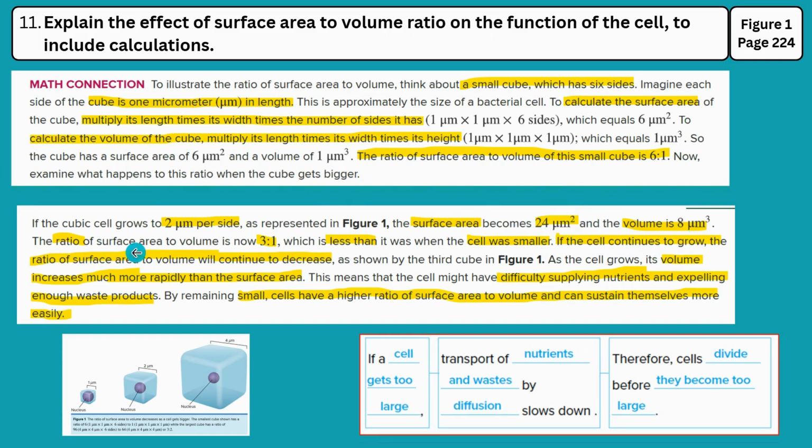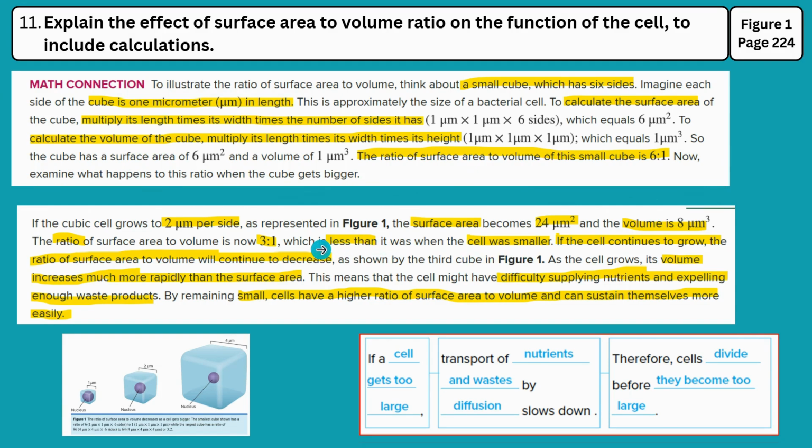Now what is the ratio of surface area to volume? They mentioned surface area before, so you write 24 ratio 8. What is the common factor here? You can reduce it to the simplest form, and that would be 3 ratio 1, because you divide it by 8 on both sides. This is less than it was when the cell was small. When the cell was smaller, with side 1 micrometer, the ratio came to 6 ratio 1. When the side is 2 micrometer, the ratio is 3 ratio 1. That means it has become smaller.